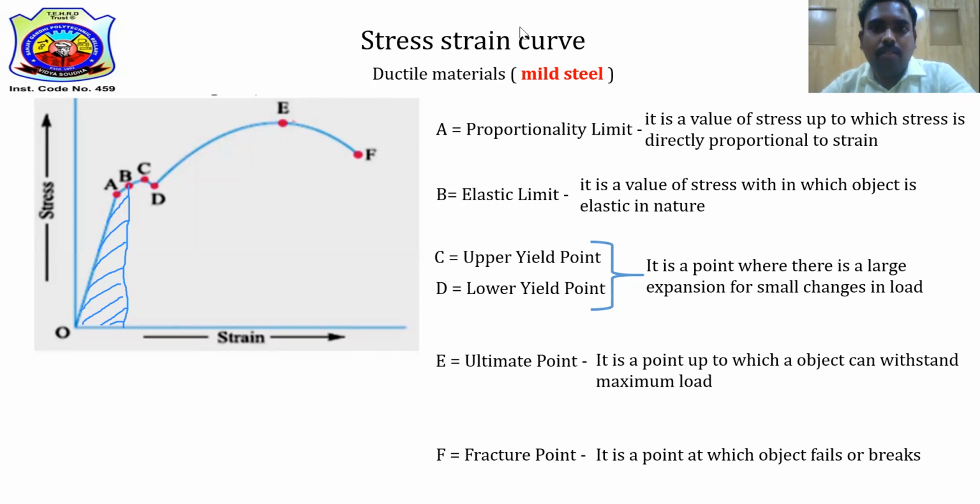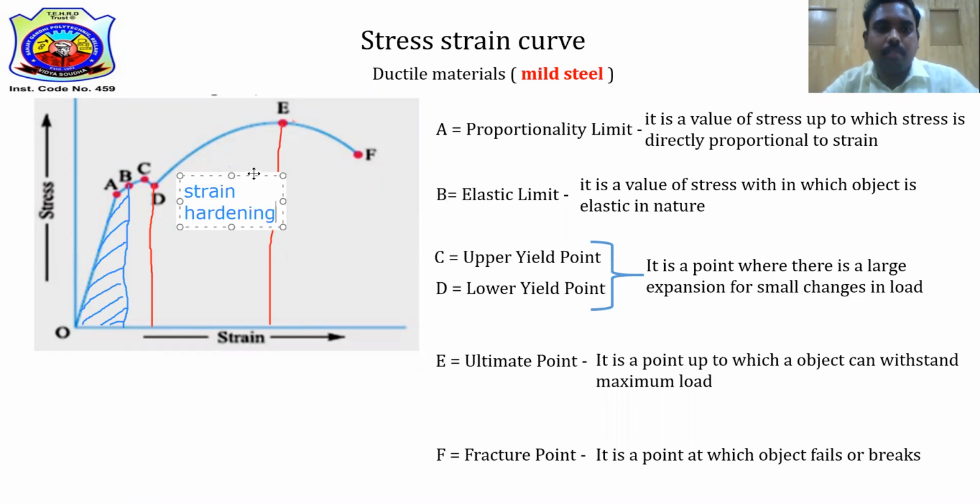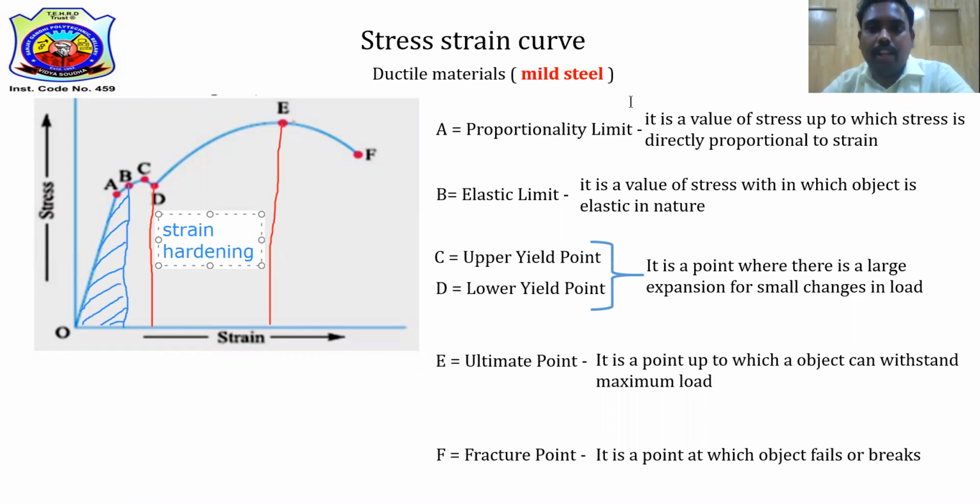And one thing I'll draw. From D to E, this is called strain hardening or work hardening. Here, strain hardening or work hardening takes place. This is very important. In this region, strain hardening or work hardening takes place.